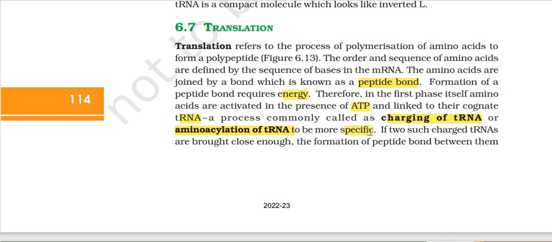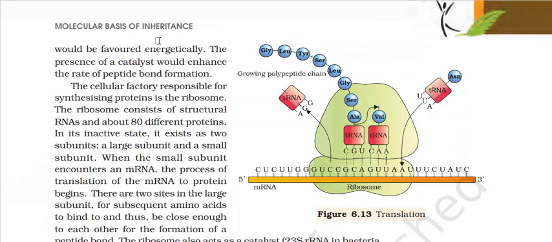तो सबसे पहले क्या होता है, हमारे पास in the presence of ATP जो हमारा amino acid है that will get linked to its specific tRNA. इसको हम charging of tRNA बोलते हैं या aminoacylation of tRNA बोलते हैं. If two such charged tRNAs are brought close enough, the formation of peptide bond between them would be favored energetically. The presence of a catalyst would enhance the rate of peptide bond formation. समझ आई? दो tRNAs को अगर आप साथ में लाते हैं, so they have a tendency to get combined and they'll form the polypeptide chain.